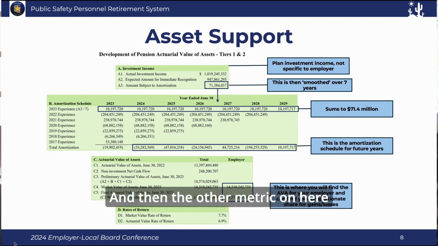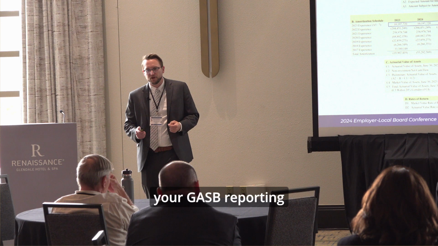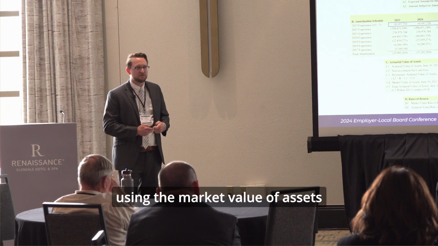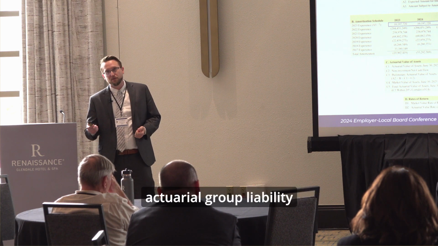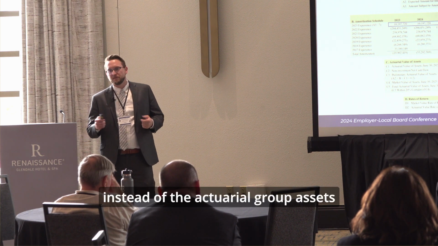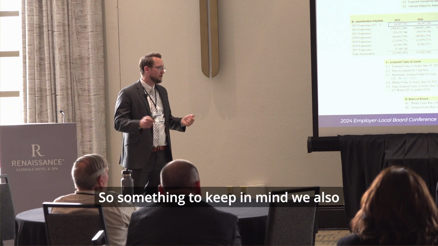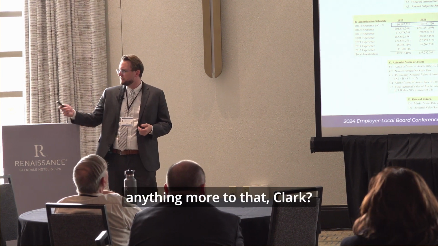The other metric on here, your market value of assets, is going to be more important for your GASB reporting, because for that purpose you're using the market value of assets and comparing that to the actuarial accrued liability, instead of the actuarial value of assets. So that's something to keep in mind. We also publish GASB reports online. Do you want to add anything more to that part?